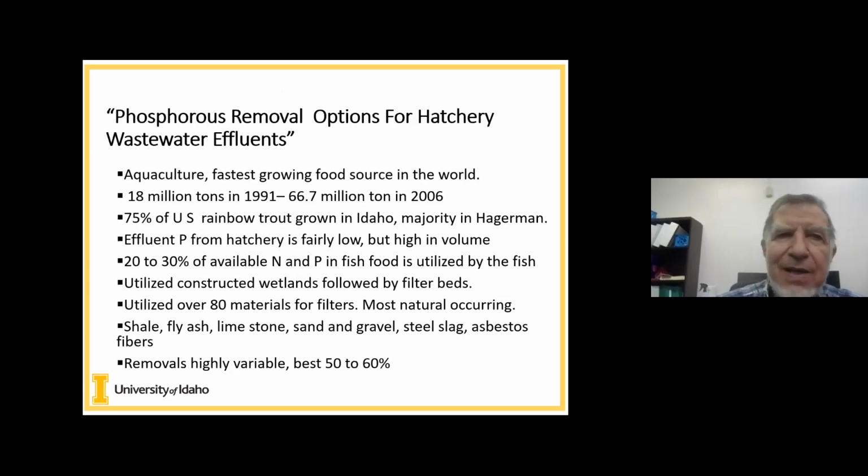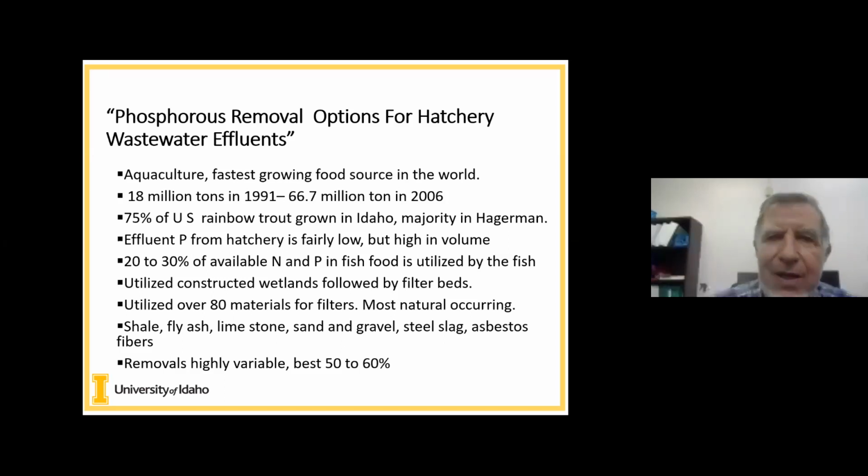Our next RPA is entitled Phosphorus Removal Option for Hatchery Wastewater Effluents. A little history here. Aquaculture is the fastest food growing source in the world. In 1991, production was only 18 million tons, but in 2006, 66.7 million tons were produced in aquaculture. Aquaculture being captive rearing.